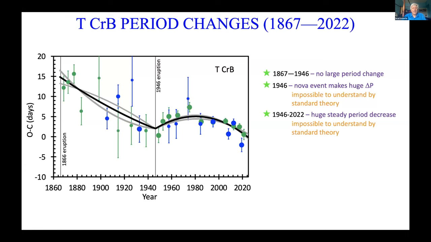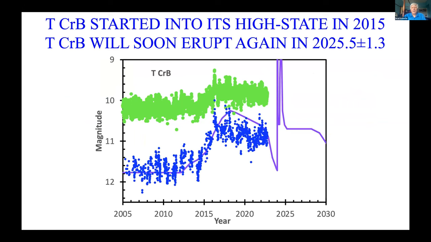Okay, here's another thing. Coming back to a point I made earlier, in the year 2015, we saw, most clearly in the blue band, a rise from the low state to a high state. And this is exactly what happened back in the 1940s, okay? And so here I have just simply the AAVSO light curve for B and V back to 2005.